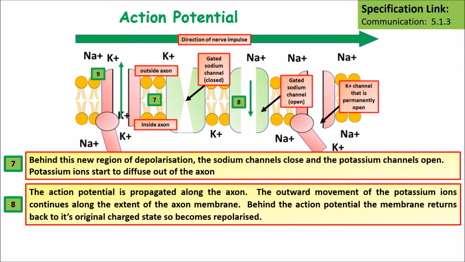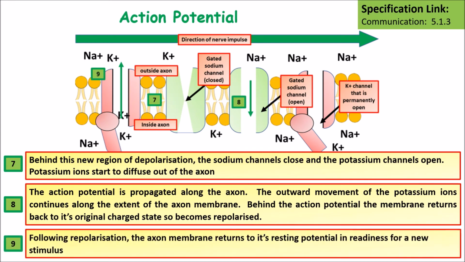The outward movement of potassium ions continues along the extent of the axon membrane. Behind the action potential, the membrane returns back to its original charged state and becomes repolarized. Following repolarization, the axon membrane returns to its resting potential in readiness for a new stimulus.